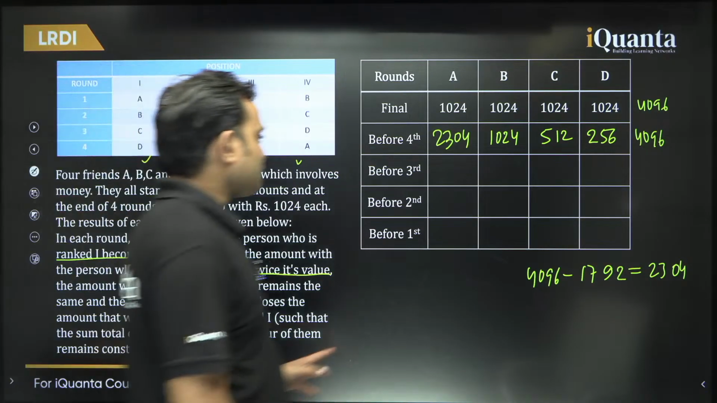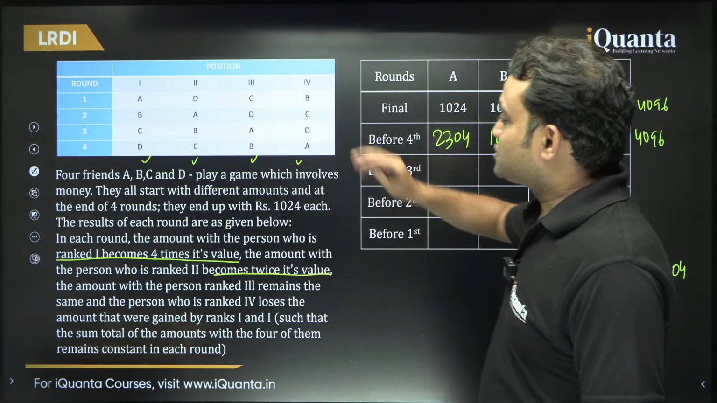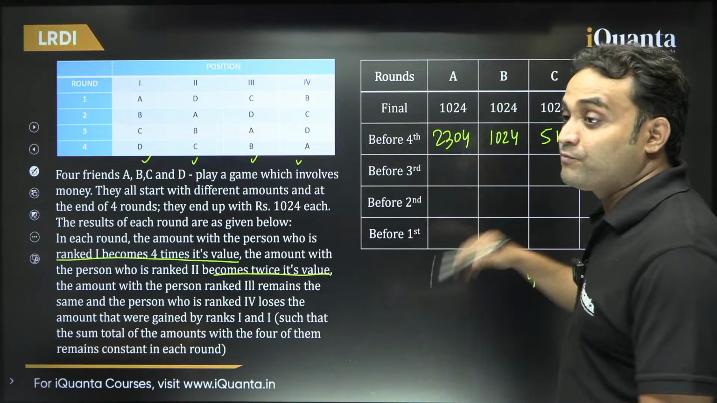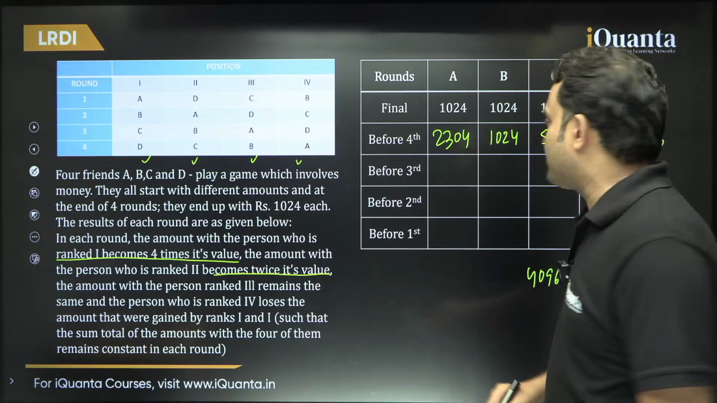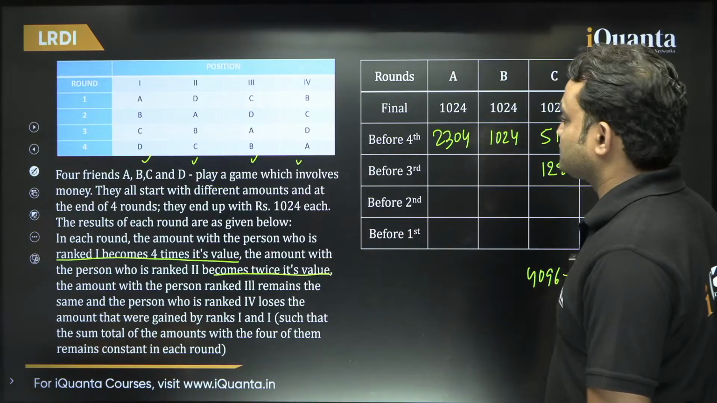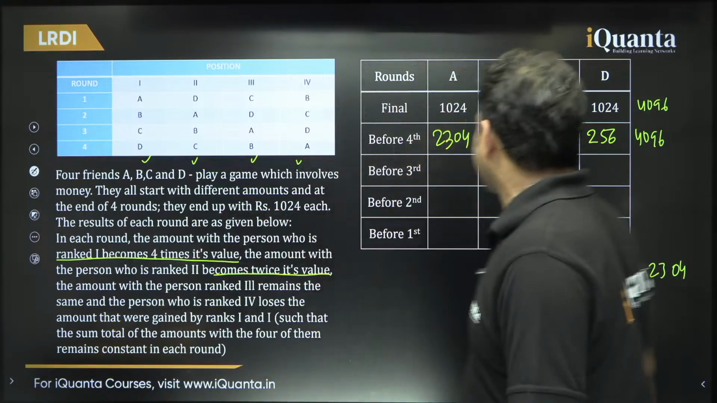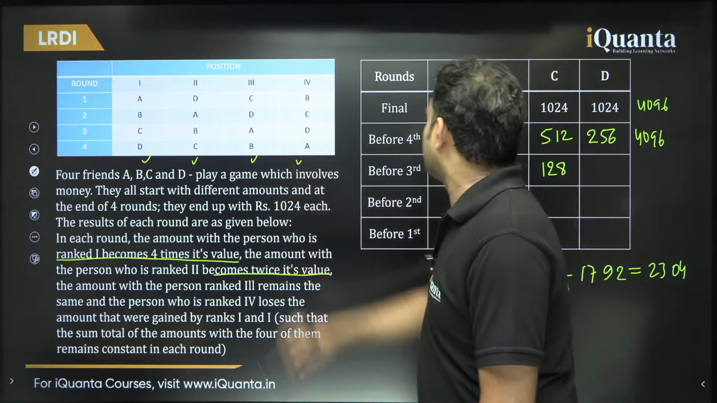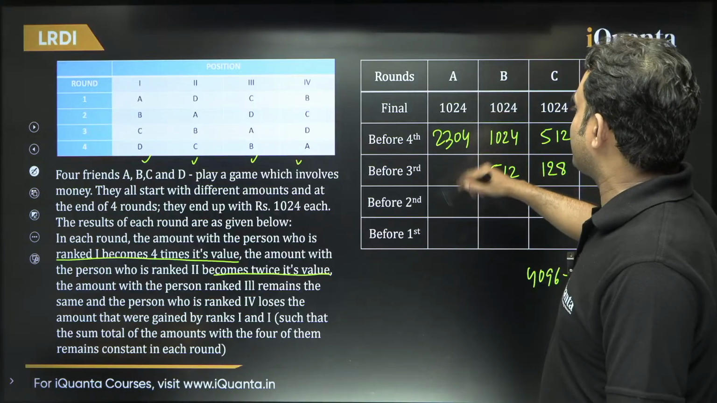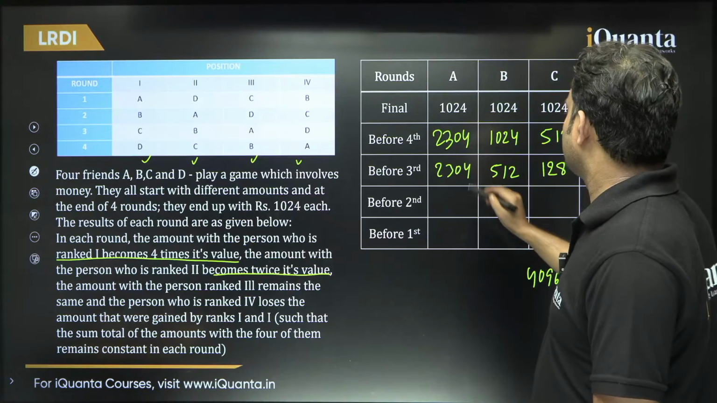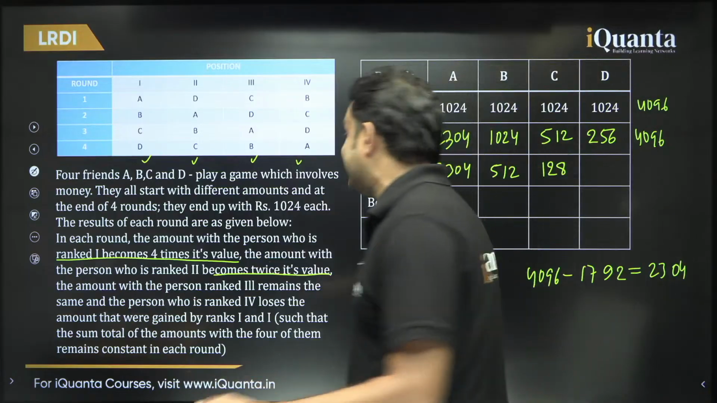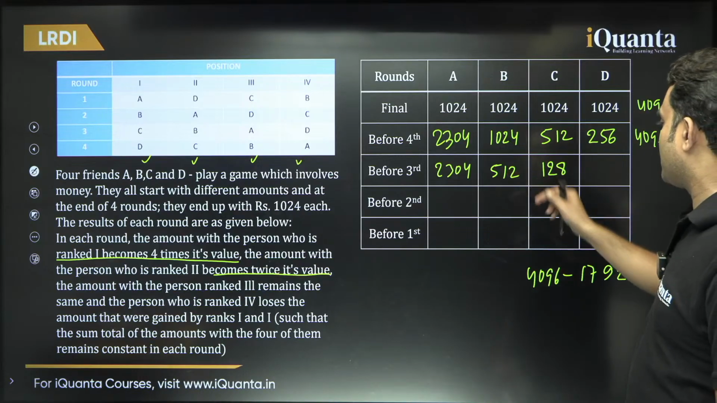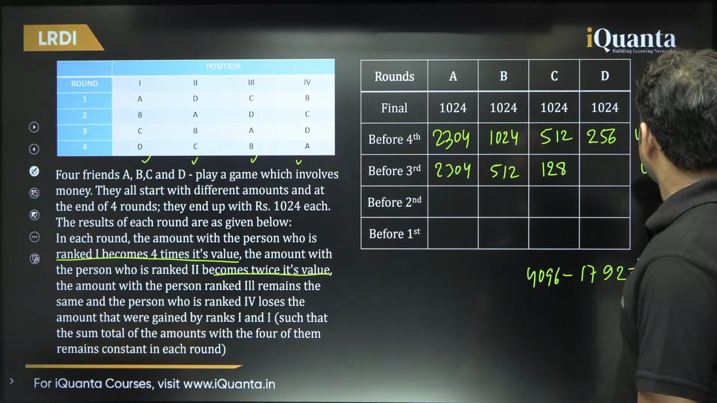Now, in case of the third round, what can we say? C was on first rank. The amount with C must have been 4 times. So 512 divided by 4, it will become 128, right? B is on second rank. The amount with B must have been doubled, so it will be 512. A on third rank, the amount with A must have remained the same, which is 2304. The amount with D, what will be the amount with D? So find the total and subtract it from 4096.